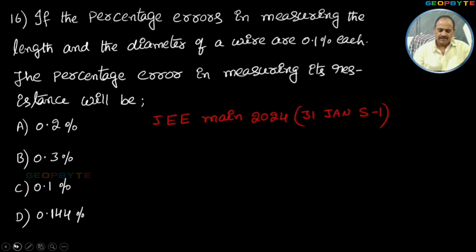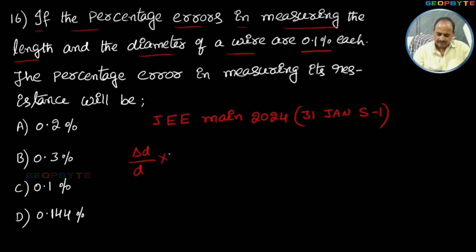Dear students, look at another important question. Try to read it clearly. If the percentage errors in measuring the length and diameter of a wire are 0.1% each, that means the percentage of the error in diameter is equal to 0.1%. Percentage of the error in length is also equal to 0.1%.